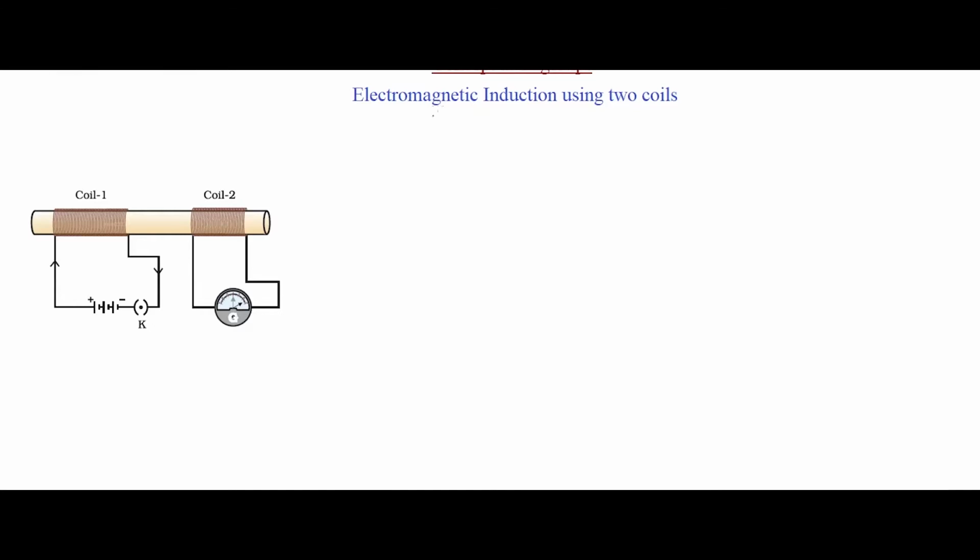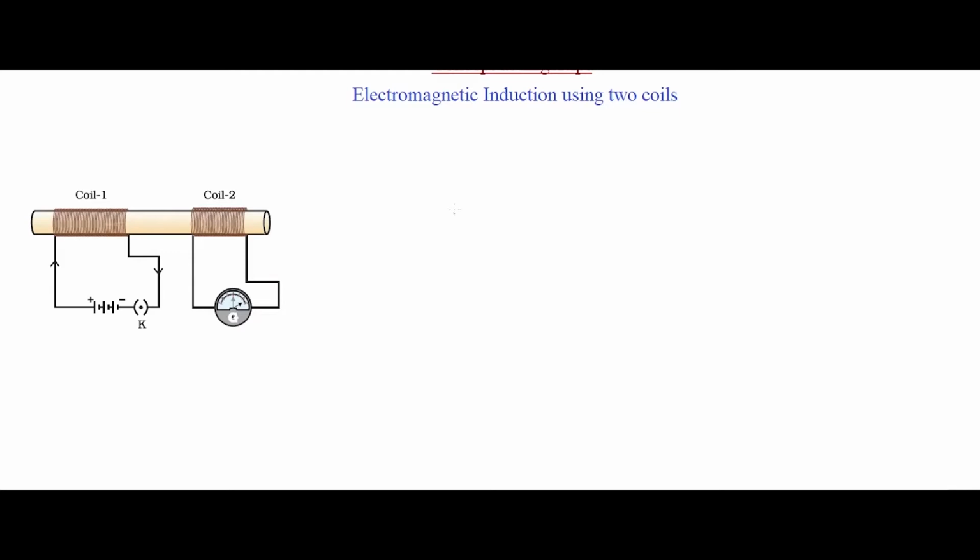In today's session, what we are going to see is, if we have two coils, instead of a magnet we have another coil which can produce a magnetic field around it. For example, here coil 1.